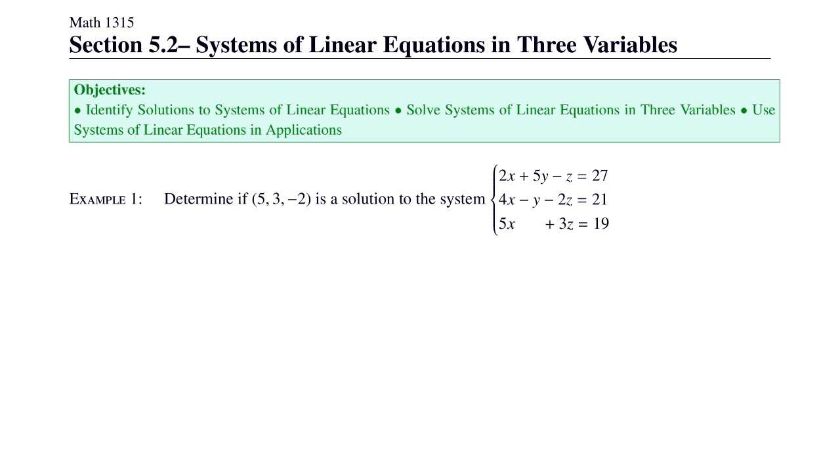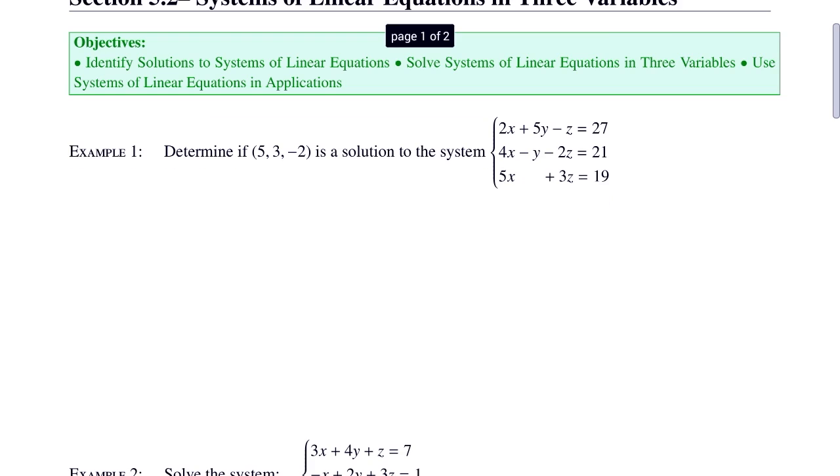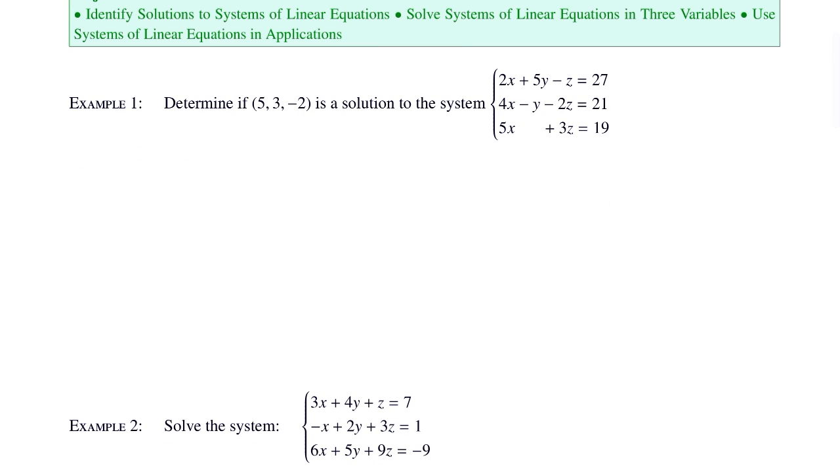In section 5.2, we'll look at systems of linear equations with three variables. In particular, we'll identify solutions to the systems, solve the systems with three variables, and then use the system in an application. So the same rules apply as before. If you want to determine if an ordered triple is a solution to a system of equations, it has to satisfy all three equations now.